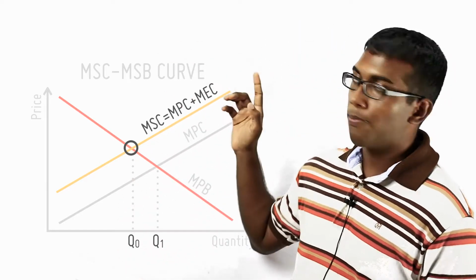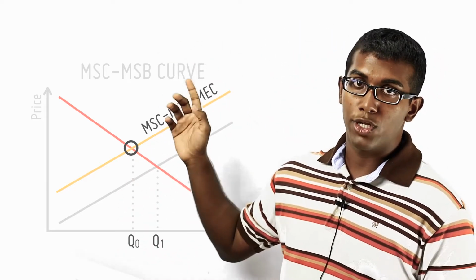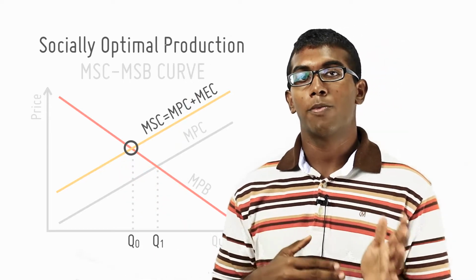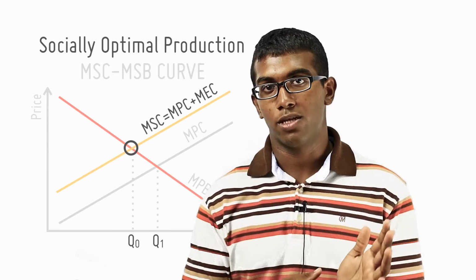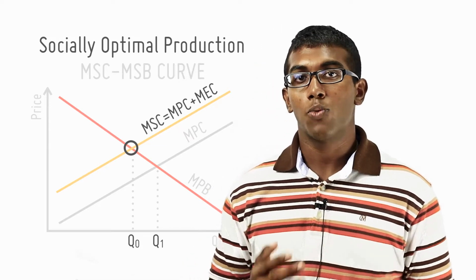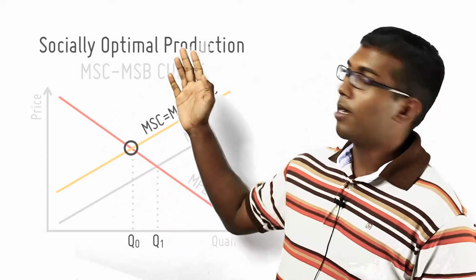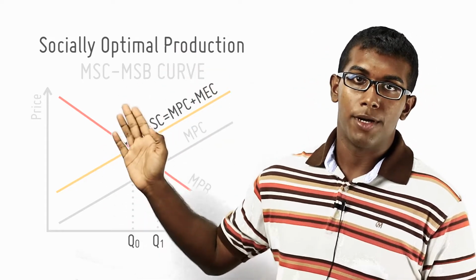So MSB, where it meets MPB, is actually Q0, right? And that is where socially optimal production occurs. That's where allocative efficiency occurs. And that is where market failure occurs as well, where the firm does not produce at that point, right?